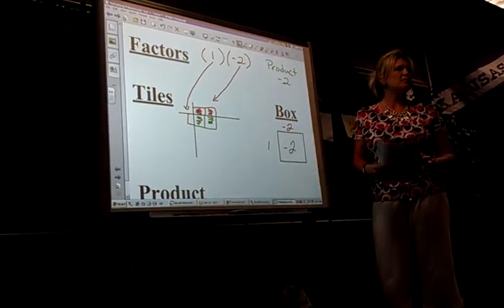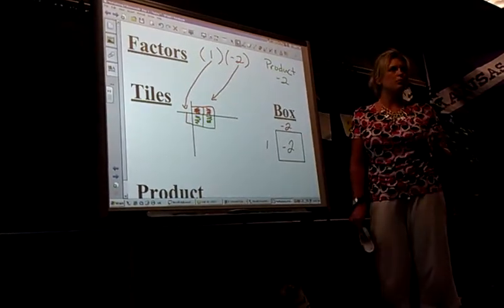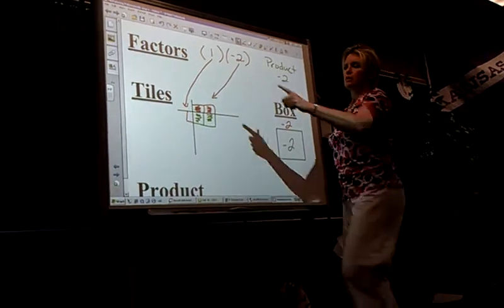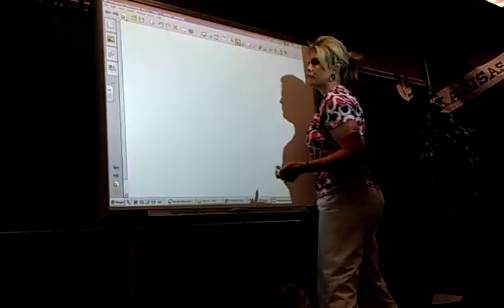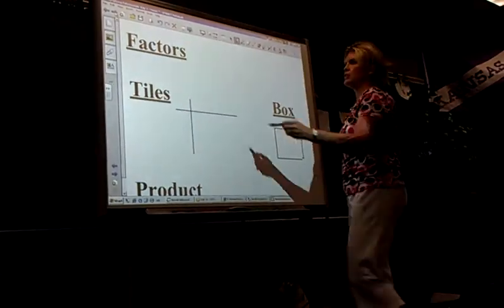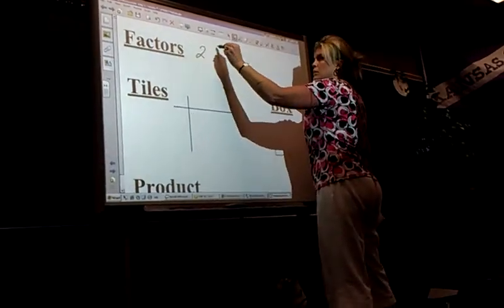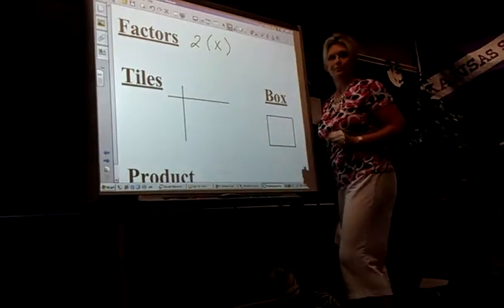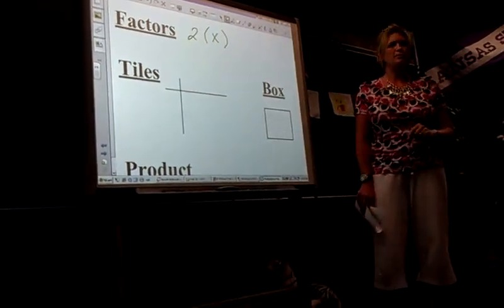Okay, well this seems basic. People are like, okay, well great, we've been multiplying for many years. Let's add in there some of the tiles. Right here for my factor, we're going to do this. We're going to go 2 times x. 2 times x.